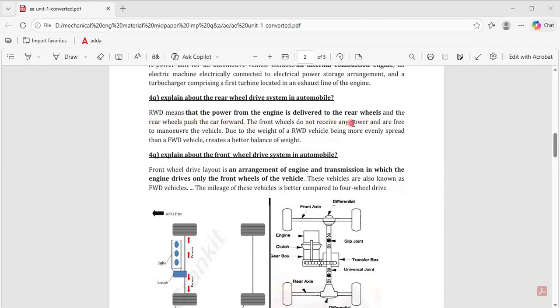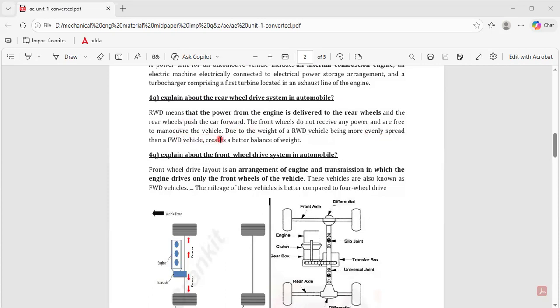So the power is delivered to the rear wheels, and the rear wheels push the car forward. The rear wheel drive system is used to push the car in the forward direction. Rear wheels, meaning the backside wheels, are responsible for the movement in the forward direction. The back wheels push the machine forward, while the front wheels do not receive any power and are free to maneuver the vehicle.